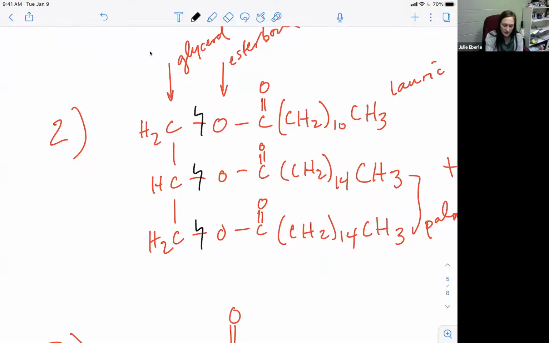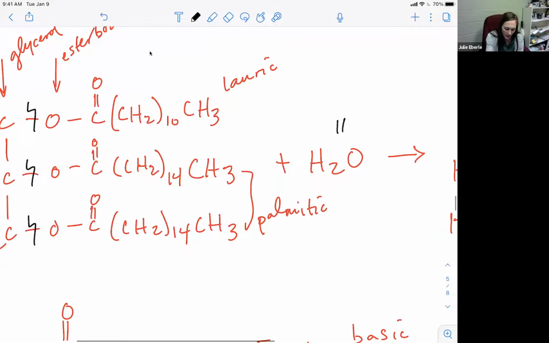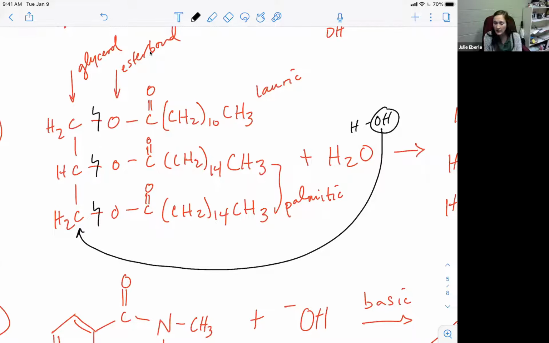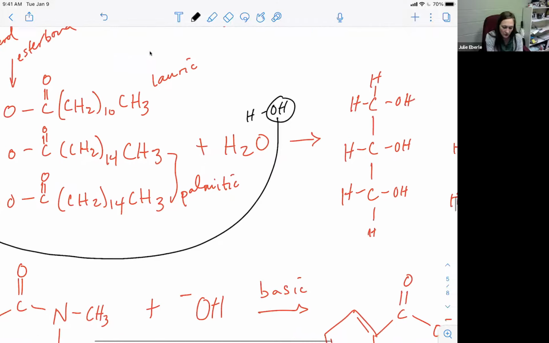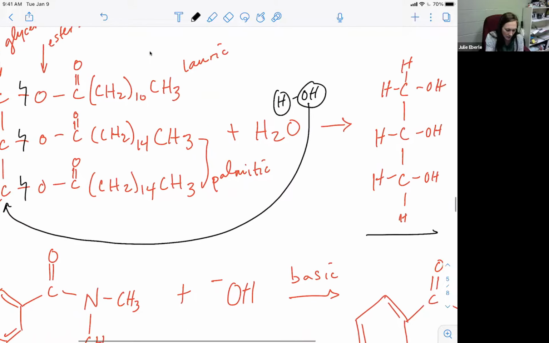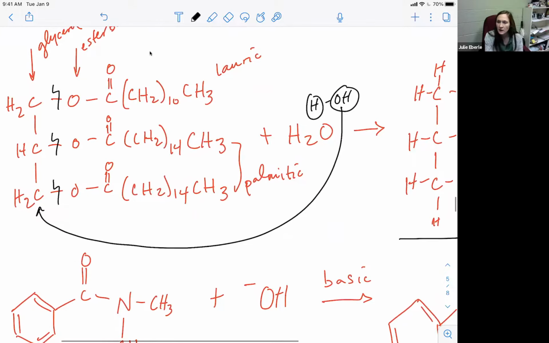And water comes in, H and OH. The OH part goes to glycerol. So it's going to bind to these carbons. Each carbon on glycerol will get an OH. So you'll restore the glycerol molecule. This is glycerol restored. And then this hydrogen is what bonds to the carboxylate anion part to reform your carboxylic acid on the fatty acid chain.